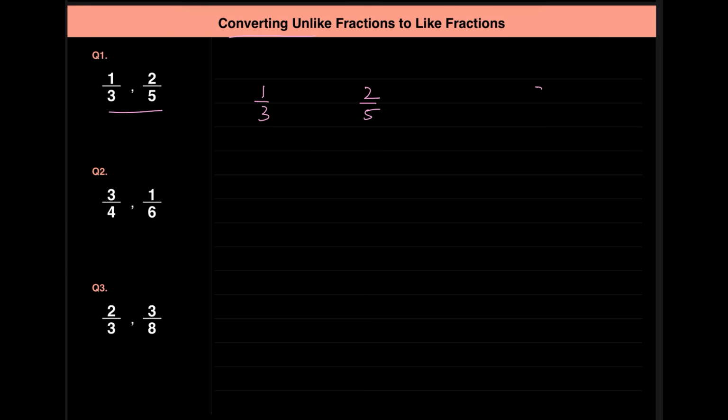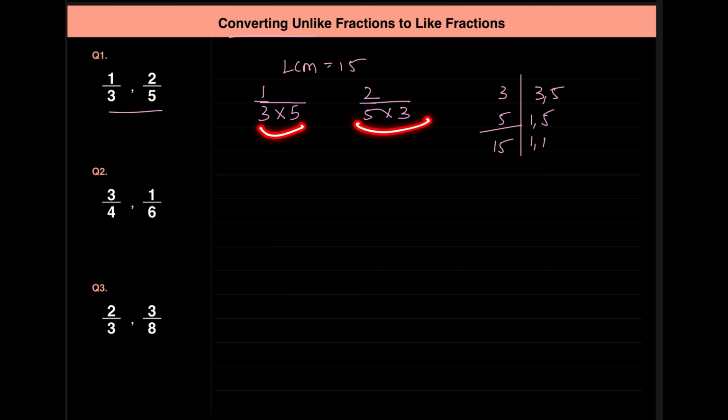Which are the denominators over here? 3 and 5. Take the LCM of these denominators. The LCM is 15. Now what do we have to do? Make the denominators 15. How to make them 15? 3 into 5 is 15. Extend this line. 5 into 3 is 15. So we got 15, 15.